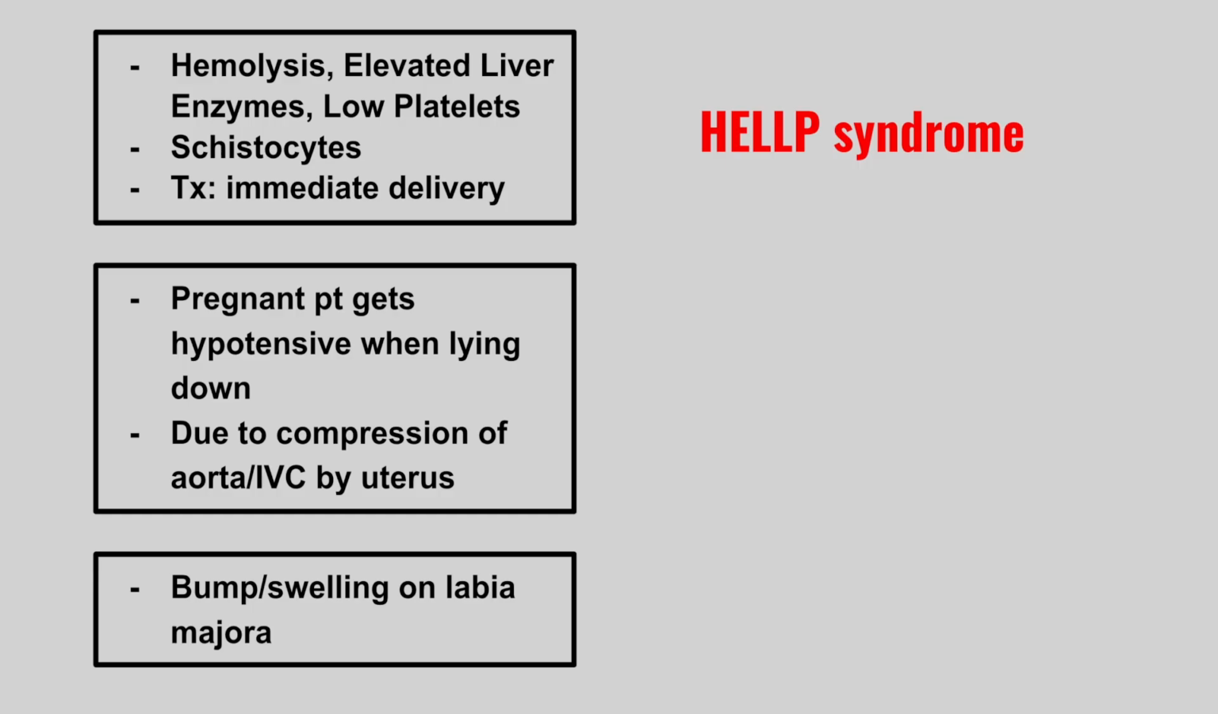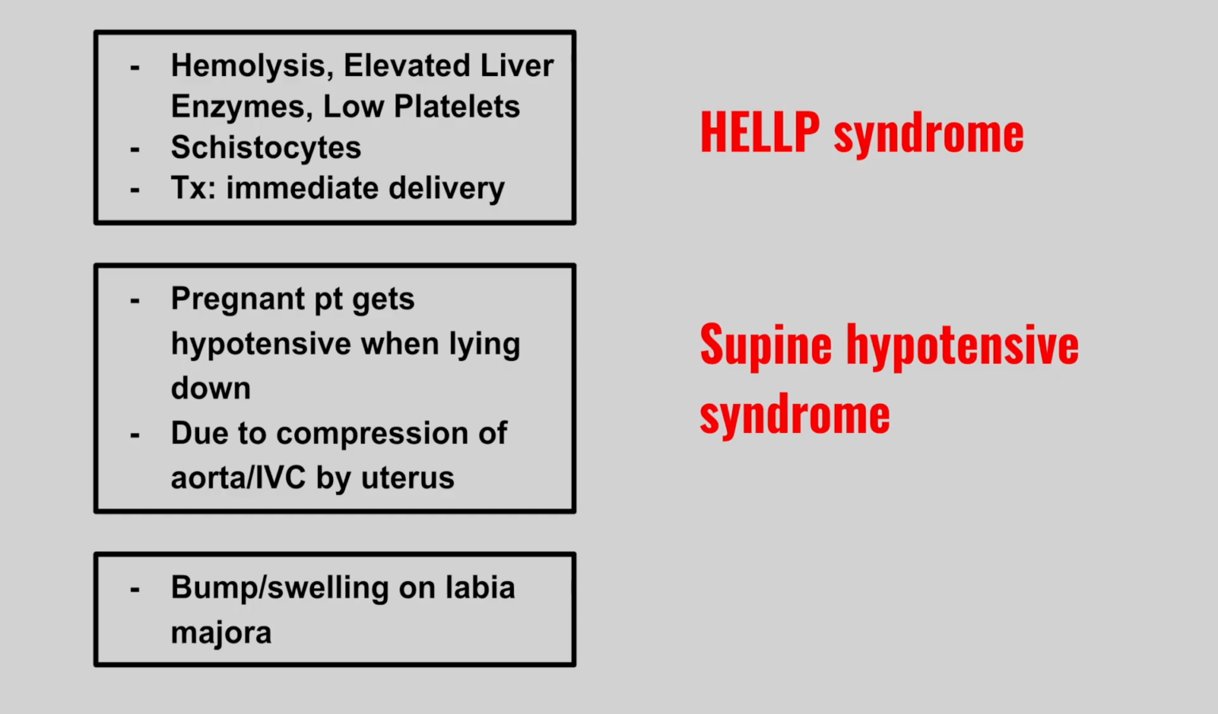Next, we have a pregnant patient who gets hypotensive when lying down, and this happens due to compression of the aorta and IVC by the uterus. So this is supine hypotensive syndrome. Remember, when the patient lays down, the uterus compresses the IVC, which decreases venous return, which leads to decreased blood pressure. Next, we have a bump or swelling on the labia majora.